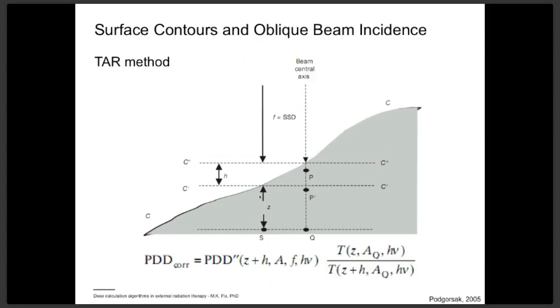And since the tissue air ratio just corrects for the attenuation, but it's independent of the inverse square law, we can apply the ratio with this difference in depth of tissue air ratios here to get, again, a correction for the PDD. So these are the methods to have irregular surfaces taken into account for the correction-based algorithms.